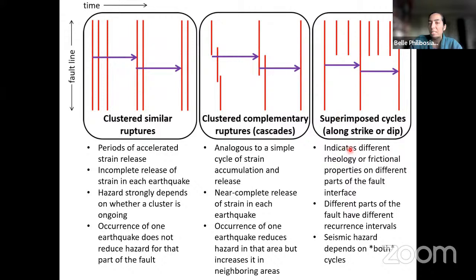In the case of these superimposed cycles, that indicates there's some kind of different rheology or frictional properties on different parts of the fault interface, which is leading them to have different recurrence intervals. And the seismic hazard in this area will depend on both of these cycles.